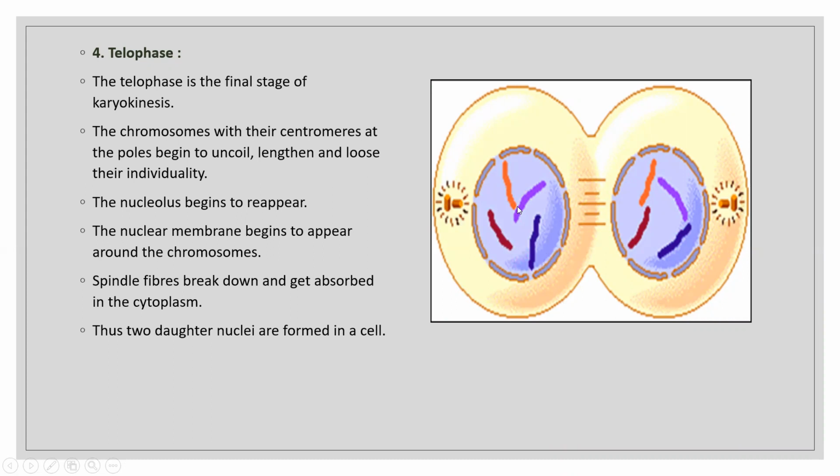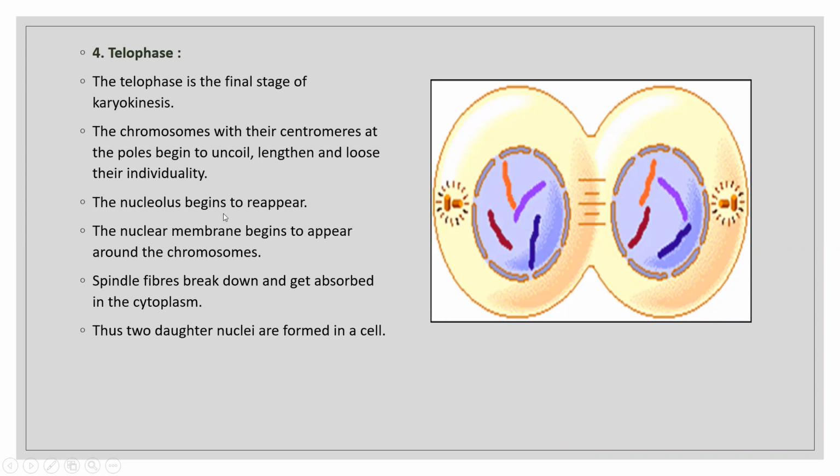In prophase, we had studied that the chromosomes undergo condensation so that they become short. But when they reach the opposite poles, what happens? All the chromosomes uncoil themselves, and when they uncoil, the length of the chromosome increases. As a result, they again appear in the form of long, thin thread-like structures.